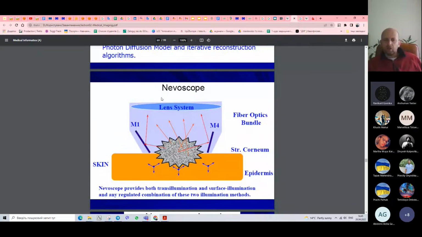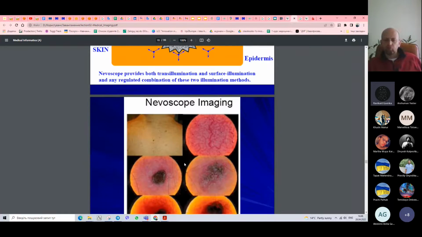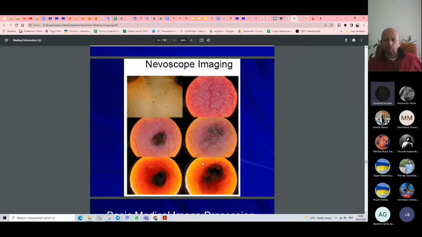We have a lens system and we have skin. The nevoscope provides both transillumination and self-illumination, and any regulated combination of these two illumination methods is possible. And you can find what the result of nevoscopy looks like.